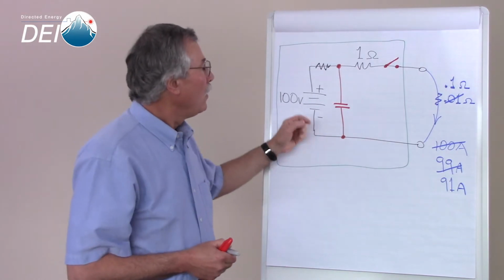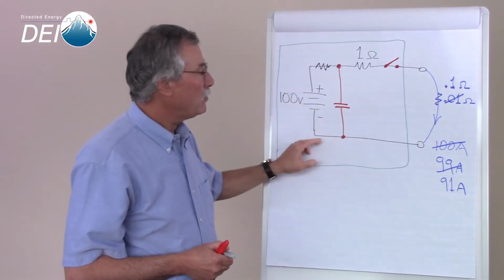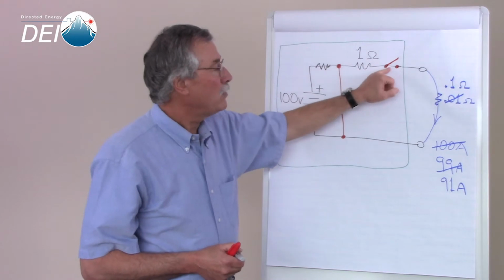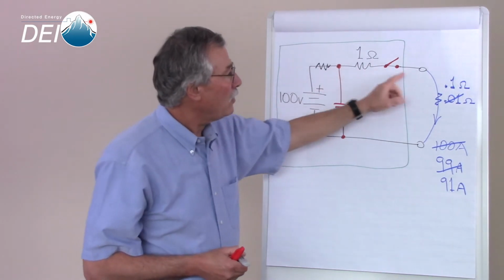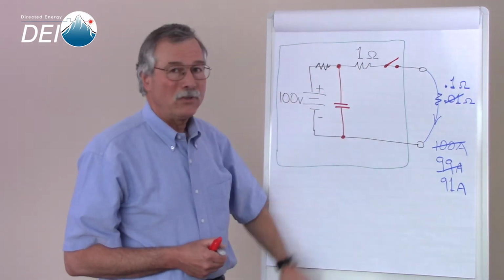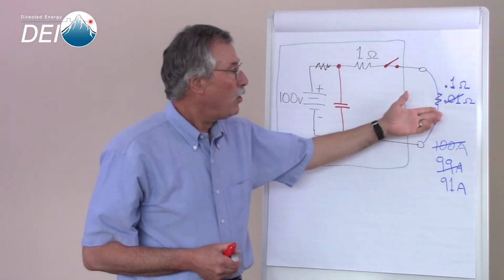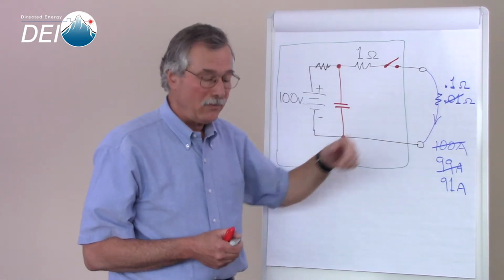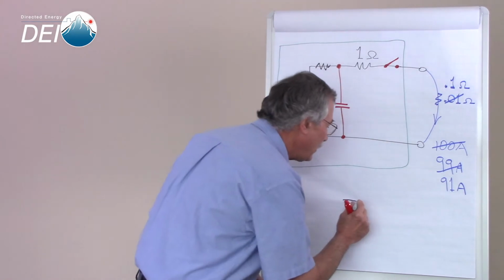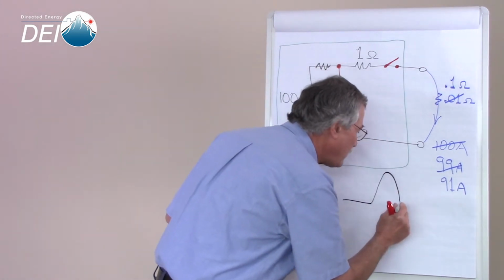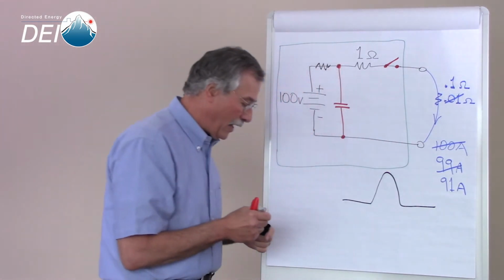So what we do is allow the capacitor to charge up, close the switch, generate current in our load, and then open the switch again. We can get a pulse this way of 100 amps, but for a very short period of time, and that pulse will tend to look something like that.